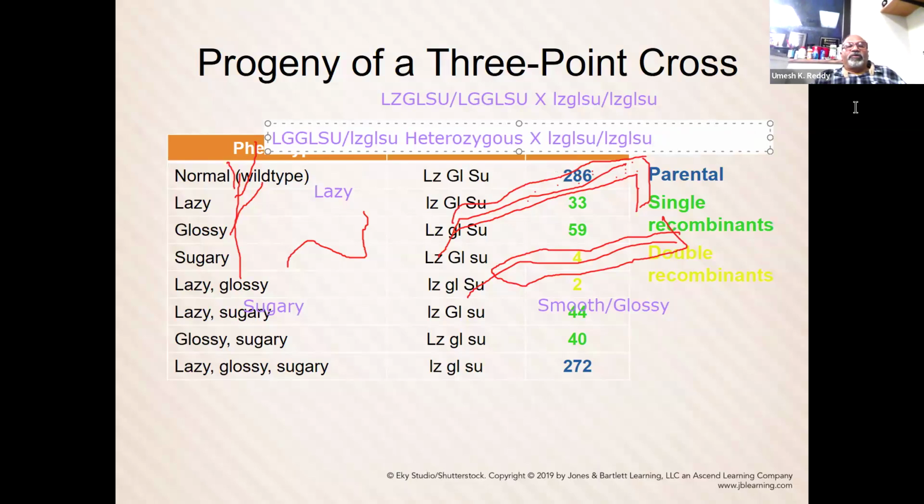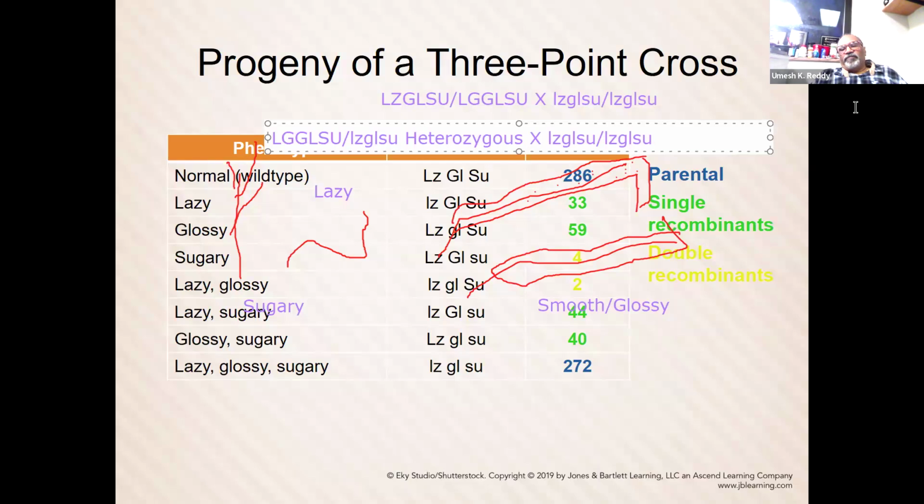So let me go through the whole thing again. The normal corn plant that farmers grow in the field is an erect plant. It stands up. But there is a mutant that is called lazy. So the dominant allele for lazy, which keeps the plant erect, is called capital LG. If it is a mutant plant, we can call it small LG.